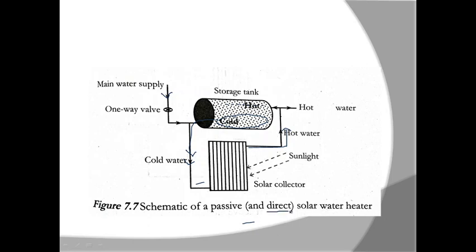So this is also a direct system. As we see here, no heat exchange fluid is present here. Water is directly passed through these solar collectors to get heated up. A passive system can be either direct or indirect. So here we have shown a direct system.